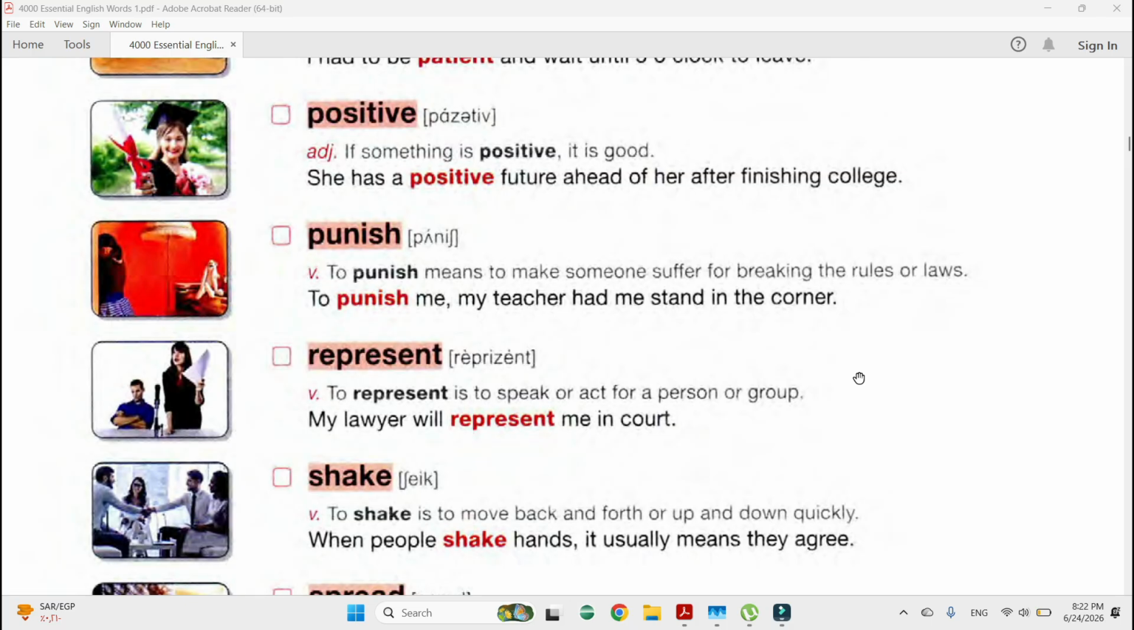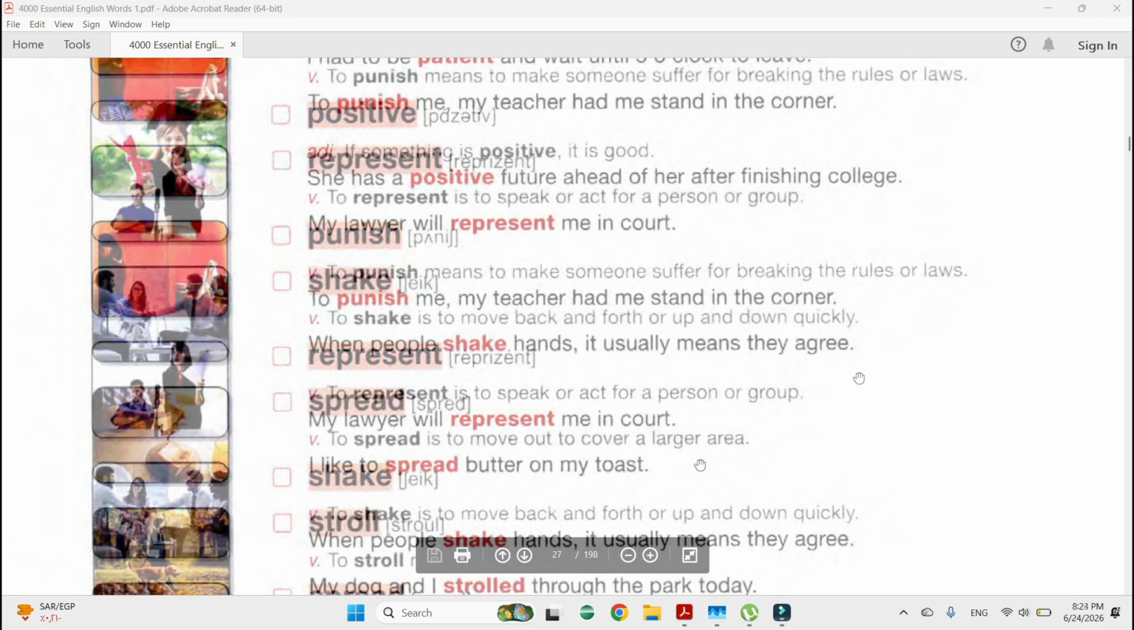Punish. To punish means to make someone suffer for breaking the rules or laws. To punish me, my teacher had me stand in the corner.